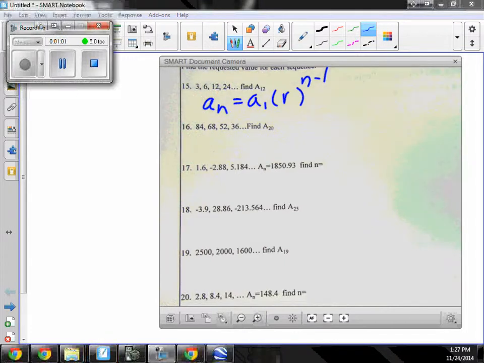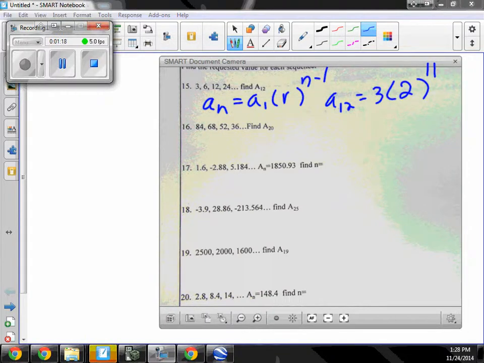So a sub 12 is equal to 3 times the common ratio of 2 raised to the n minus 1, which is 11. That's how you figure that out. Okay. What is the explicit formula for an arithmetic sequence? This one was geometric.